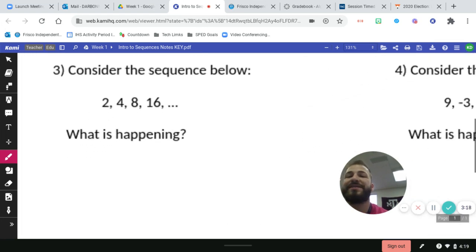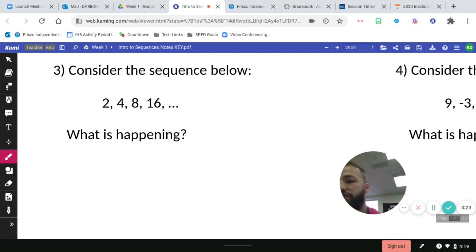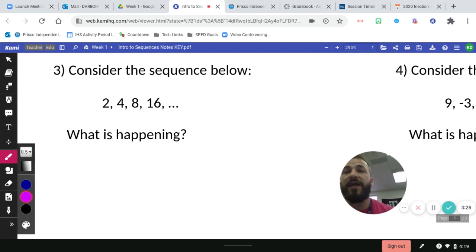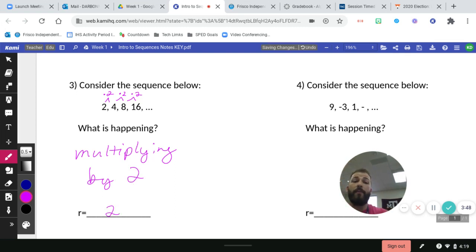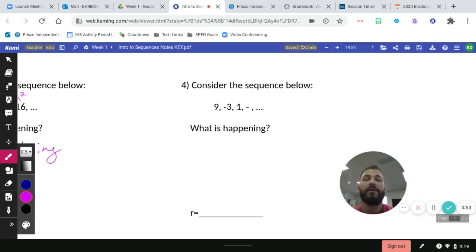Okay, so consider the sequence below, 2, 4, 8, 16. You should be able to see that each time I'm doubling, and the only thing that would double it is if I was multiplying these numbers by 2. So if I'm multiplying by 2, that is what's happening. So our r value would just be 2, because I'm multiplying by a constant value of 2 each time in between terms.